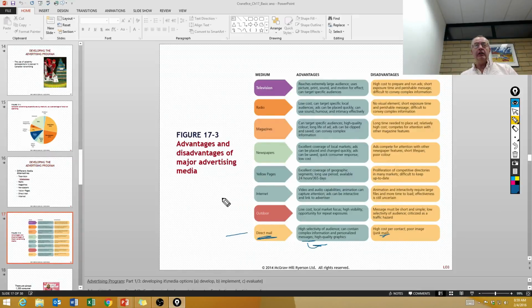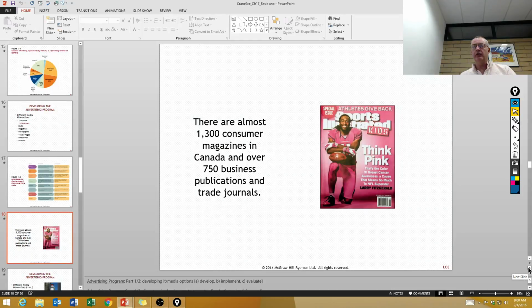Okay, and then we looked a little bit before at internet ads. We have all these different forms of internet ads. We have email ads, we have search engine ads, we have social networks advertising. And then we also know that we have billboards, another form of advertising. Okay, let's just move on. So we have all these different types of advertising media to select from to put our ads in, depending on what suits our target market.